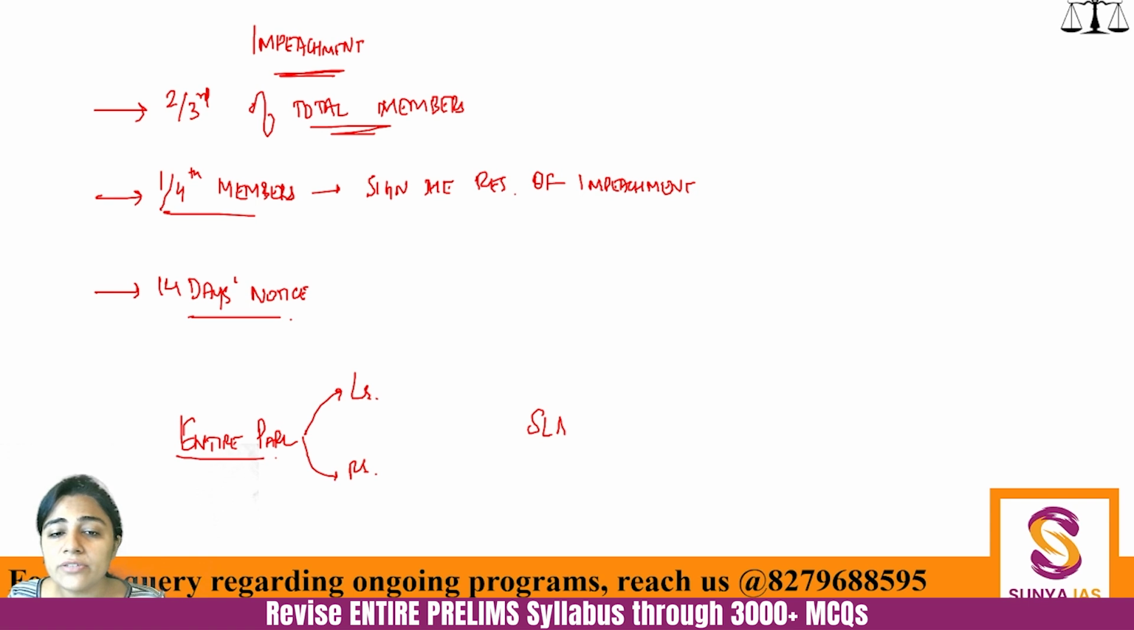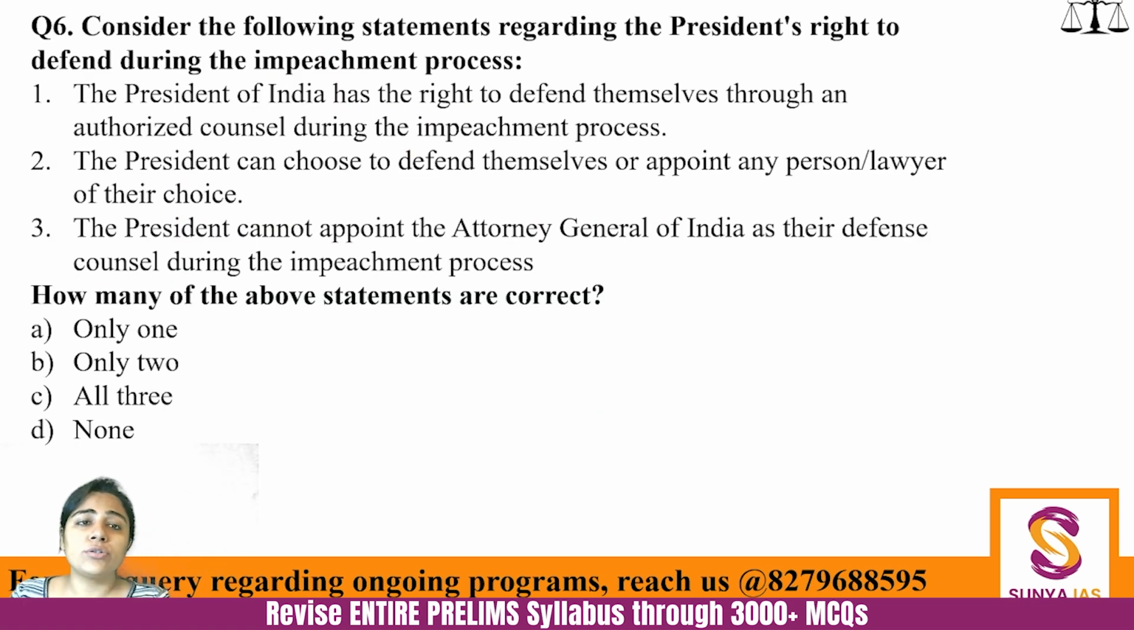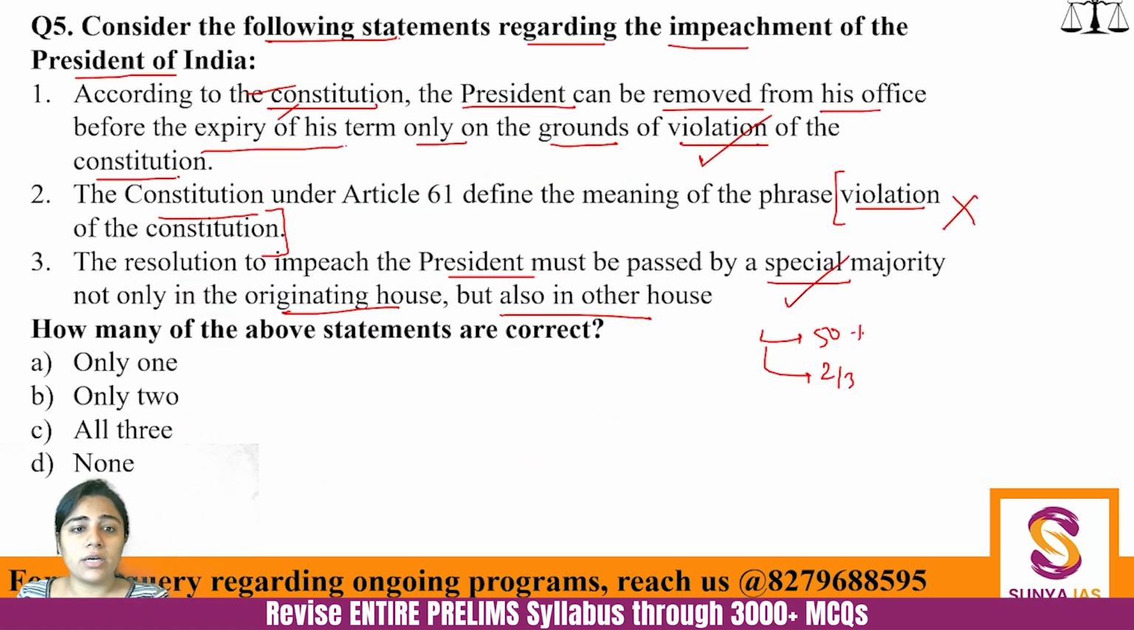State legislative assemblies and state legislative councils. Councils do not even participate in the election. But state legislative assemblies do not participate in the impeachment. So this is the difference between the Electoral College of President and the Impeachment College of President. I hope you understand that. Right? Moving on to the next question. So here, yes, resolution to impeach must be passed by special majority is correct. So only two statements are correct over here.